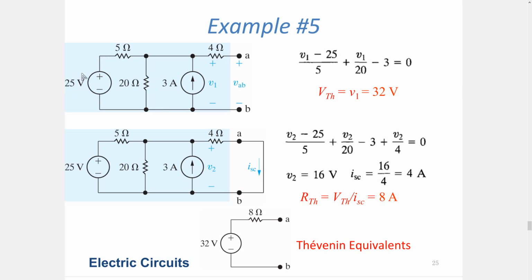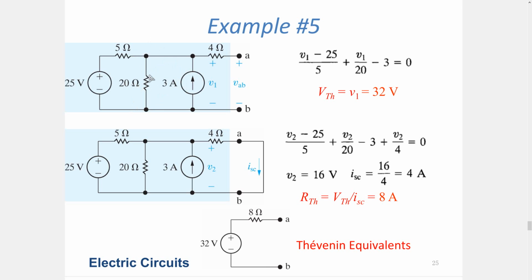So I have the node voltage. The first node's voltage is 25 volts. I know it. The second node is unknown. Let's call it V1. Then I assume that the current is flowing in this direction for the 5 ohms resistor, and I assume that the current is flowing in this direction in the 20 ohms resistor, and I also have an incoming current.